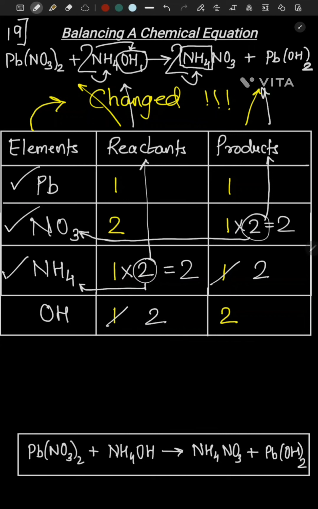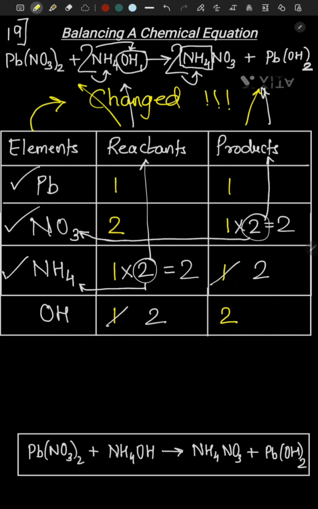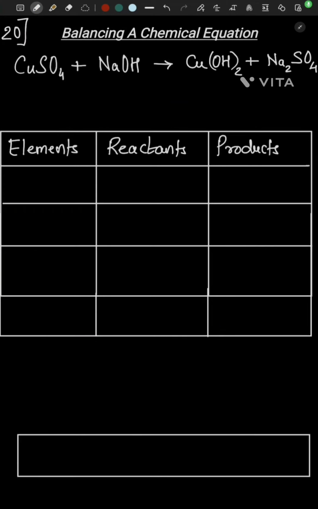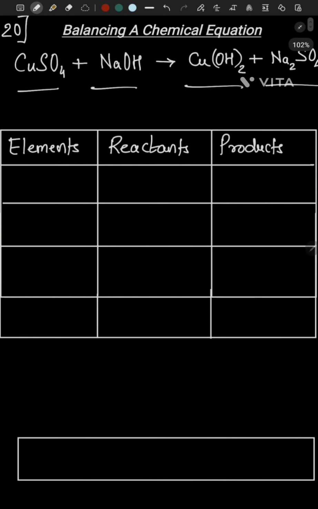The moment it becomes 2, it seems that everything is balanced. Seems to be balanced. Now we are going to take this as so. The final tally in the answer after bringing the change would be PbNO3 twice as it is, but this NH4OH. The last one for today's session: copper sulfate reacting with sodium hydroxide results into copper hydroxide and sodium sulfate.